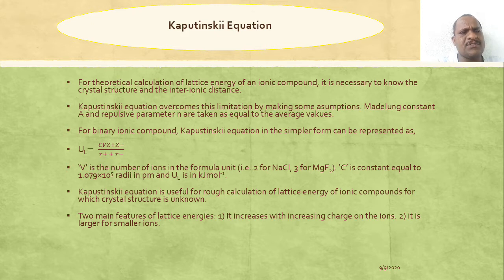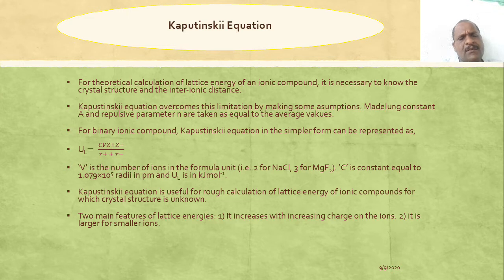C is a constant, which is equal to 1.079 into 10 raised to power 5, with the radius in picometers. And you know that lattice energy is calculated in terms of kilojoule per mole.